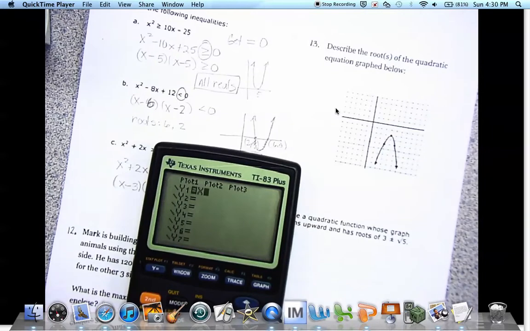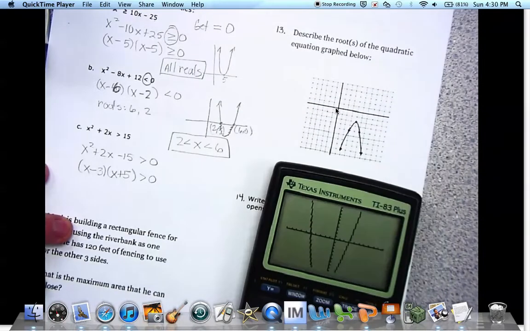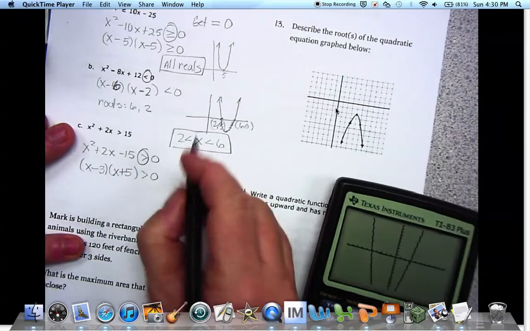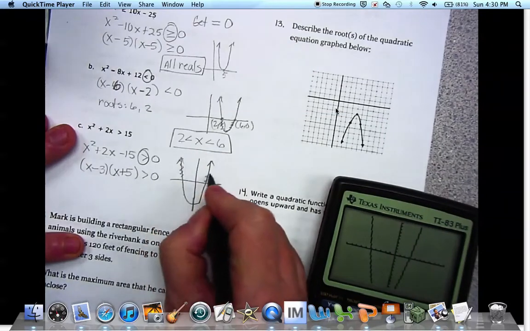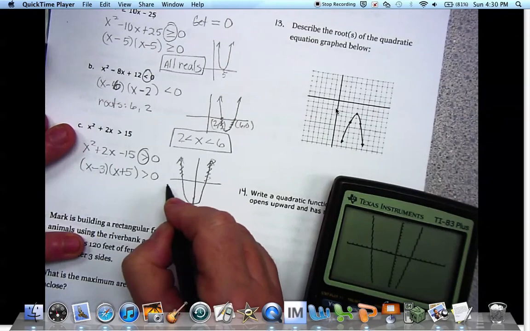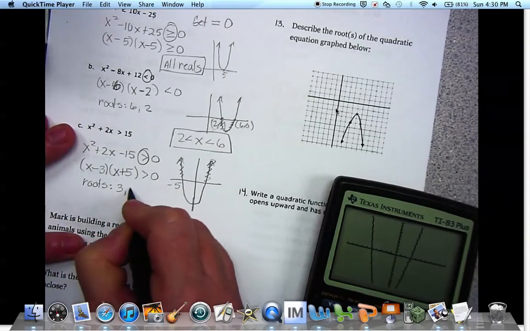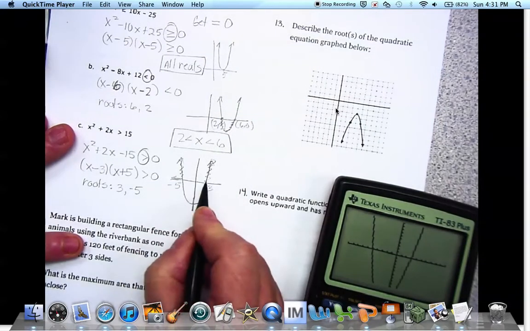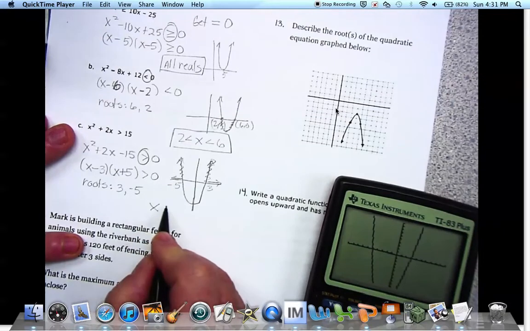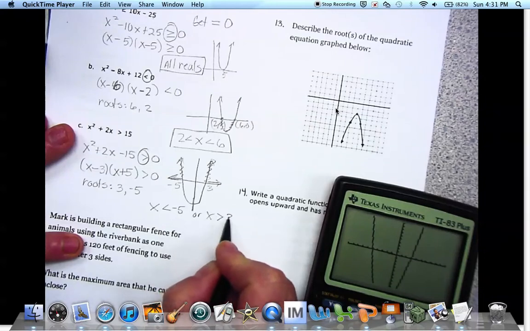X squared plus 2x minus 15. Okay, and it wants to know when it is greater than 0. So when is it above 0? And that would be up here. And this is a negative 5. So our roots here, I should have put that down. Roots are the opposites, 3 and negative 5. Okay, so in this case, we're going out like this. And so x is less than negative 5, pointing this way, or x is greater than 3.